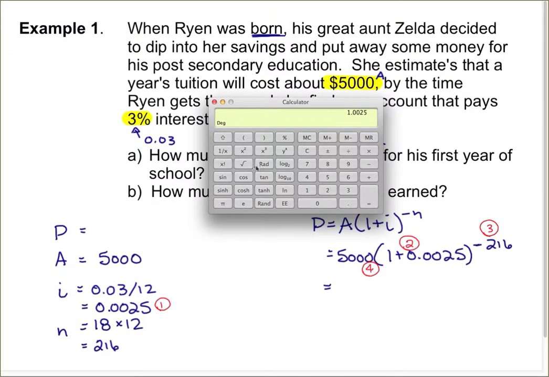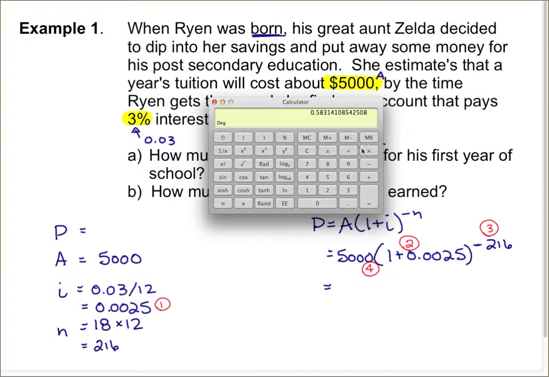I'm going to raise it, so I need the exponent button. On my calculator, it's this one. Raise to the exponent negative 216. Now I have to type in 216, then hit the negative button. Now remember, it's not the minus button, but the negative button. Not this one over here, this one that has a positive and a negative on it. And I have to hit equals.